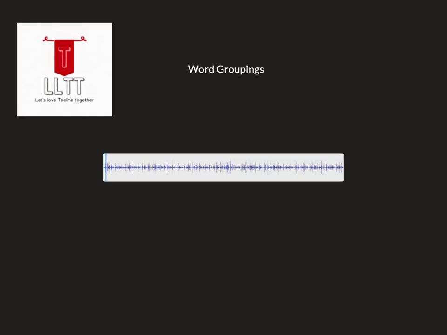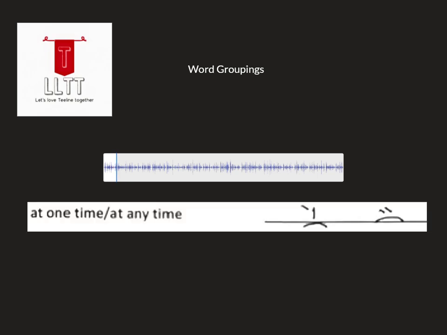And now the word groupings. These are in alphabetical order so that you can find them later. They are not in the order in which they come into the passage. So let's start with at one time.